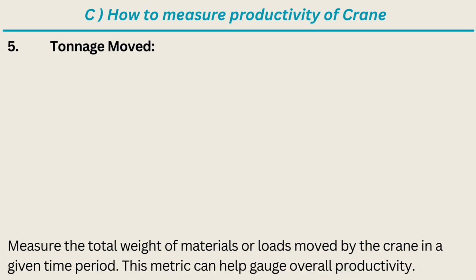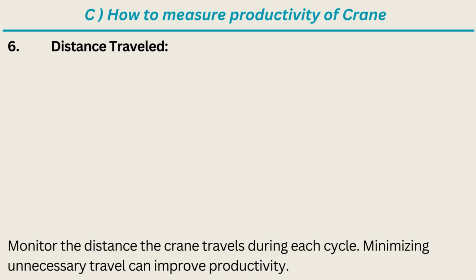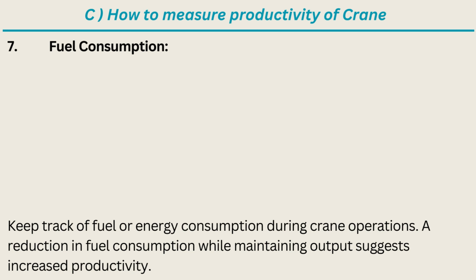5. Tonnage moved. Measure the total weight of materials or loads moved by the crane in a given time period. This metric can help gauge overall productivity. 6. Distance traveled. Monitor the distance the crane travels during each cycle. Minimizing unnecessary travel can improve productivity. 7. Fuel consumption. Keep track of fuel or energy consumption during crane operations. A reduction in fuel consumption while maintaining output suggests increased productivity.